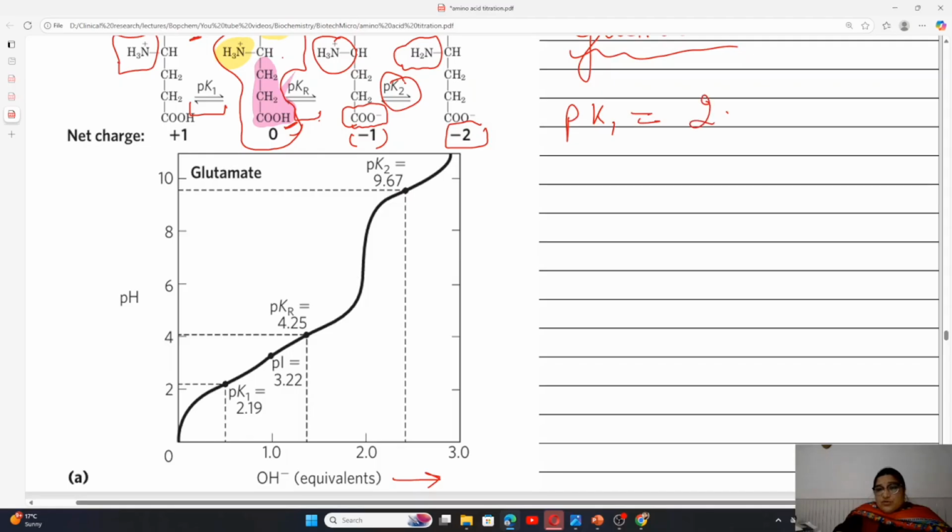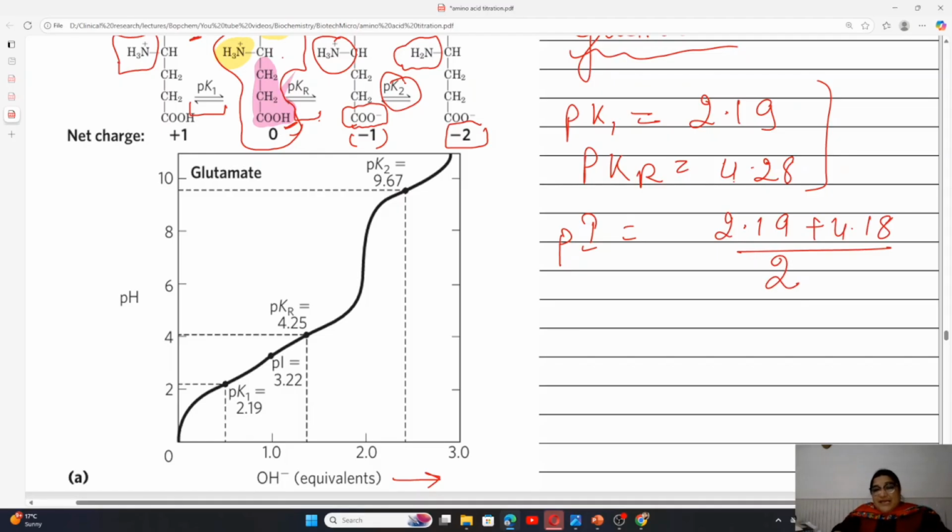So you will see the dissociation, what was the pK1? The pK1 value was 2.19 and the pKr value was 4.28. We will have to take these two values for calculating the pI. When we take 2.19 plus 4.28 divided by 2, the pI comes out to be 3.22. That means we don't have to take all the pKa values, all the dissociation constant values.